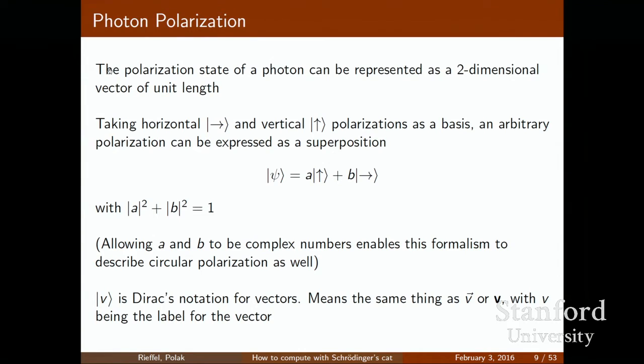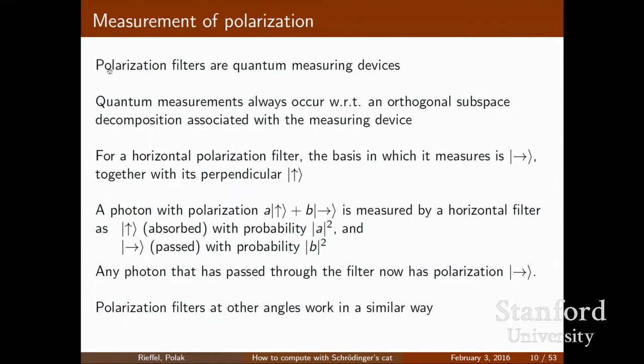And also, I'm using notation that is very, very common in quantum mechanics, but is less common elsewhere. So I'm using Dirac's ket notation. So this bar with a bracket afterwards just means vector. It's like drawing an arrow over it. So you'll see that throughout this talk. We went through what happens with measurement of a photon. The polarization filters are quantum measuring devices.